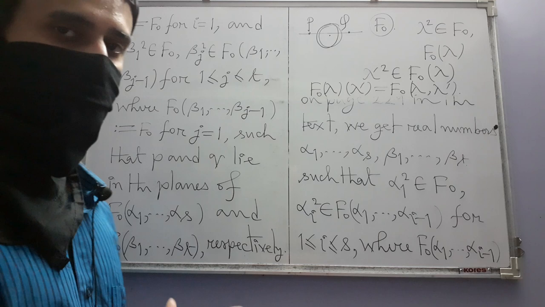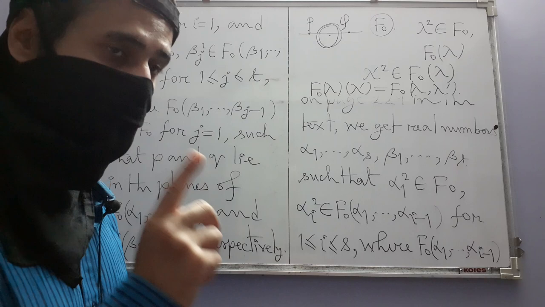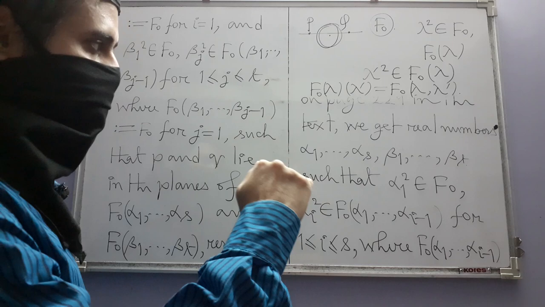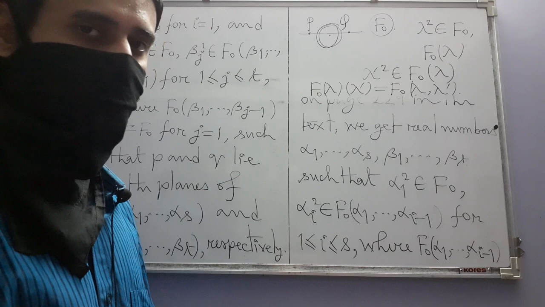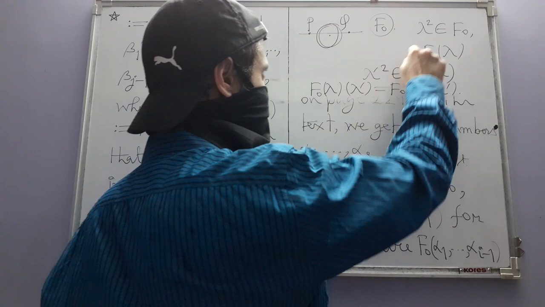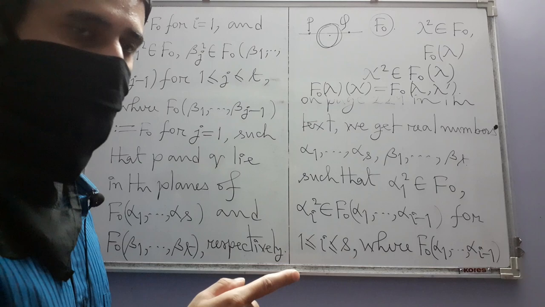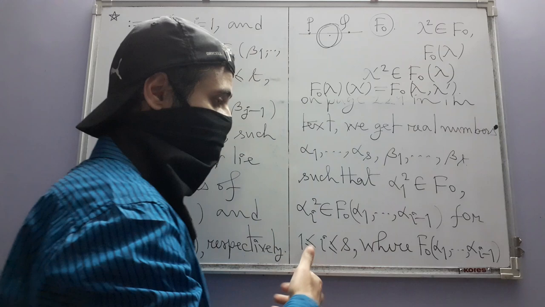Now, we don't really know how many times this process has to be repeated, but a finite number of times. Also, keep one thing in mind, that at one step you are only looking at the points of intersection of some one line and one circle, or say two lines. That's it, not more than that. That's why at every such step you are getting one real number that behaves like this, and the new points of intersection lie in the plane of this extension of F.